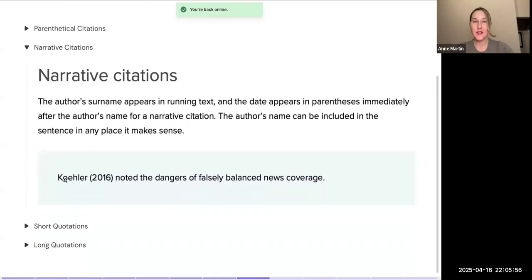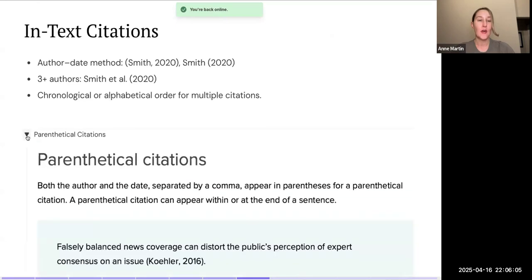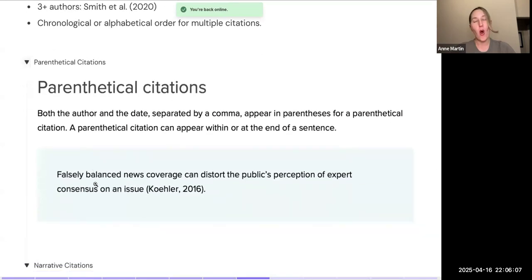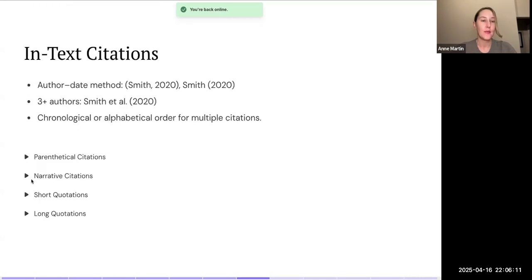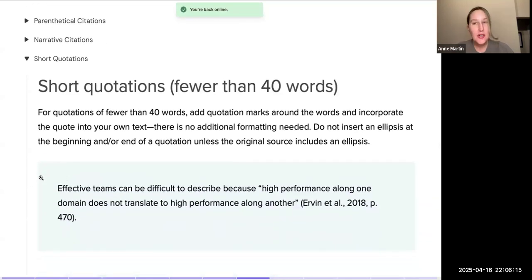You can also have a narrative citation where you put the researcher's name and then the year and then the information that you got from them. As you can see, with these parenthetical and narrative citations, you are paraphrasing what that researcher said. Now, if you are quoting directly, APA discourages you from using too many direct quotes, but sometimes it is necessary. If it is a short quotation, fewer than 40 words, it is an in-text citation like this.